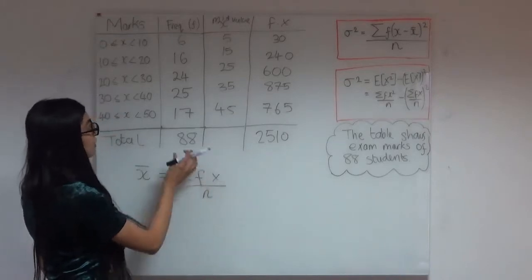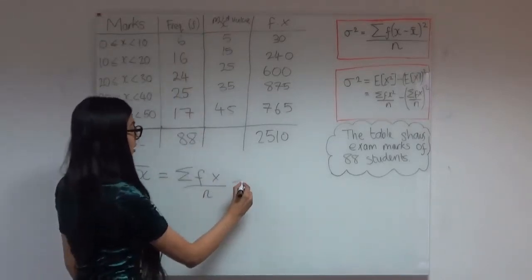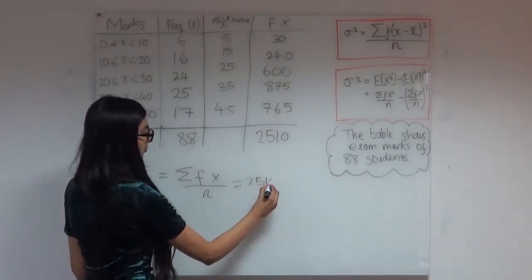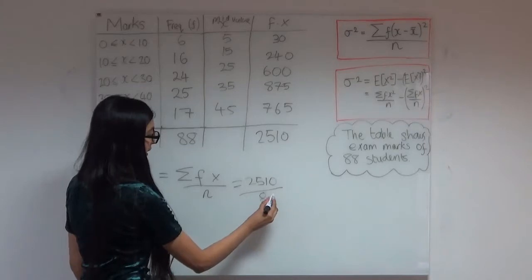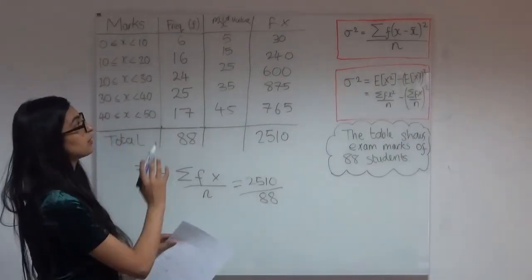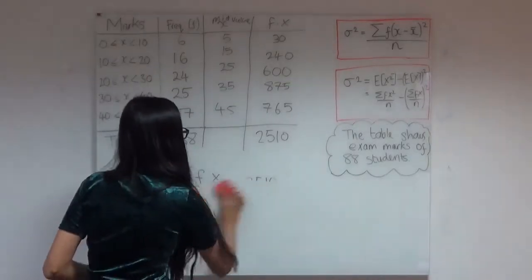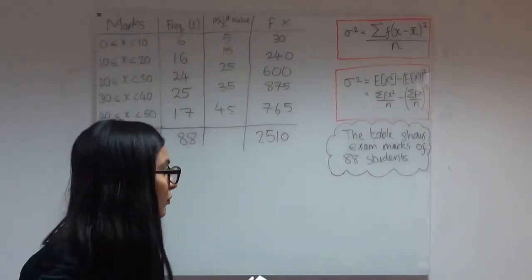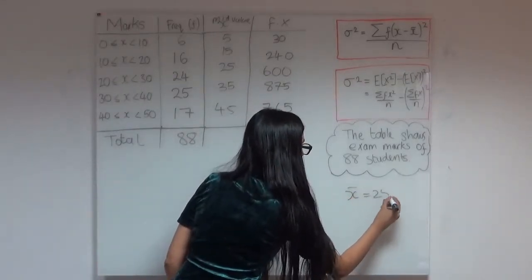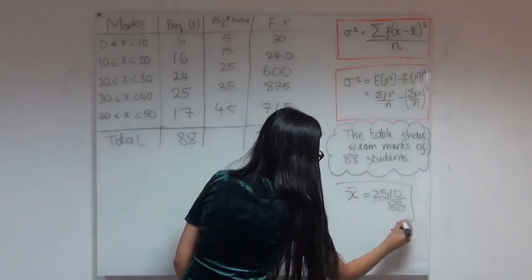And then n is the sum of frequency, which is the total number of students. If you plug in the numbers, we get 2,510 divided by 88 as the mean. We're going to need this to work out variance later. So if we pop this on the other side, x bar is equal to 2,510 divided by 88. That's what we've worked out.